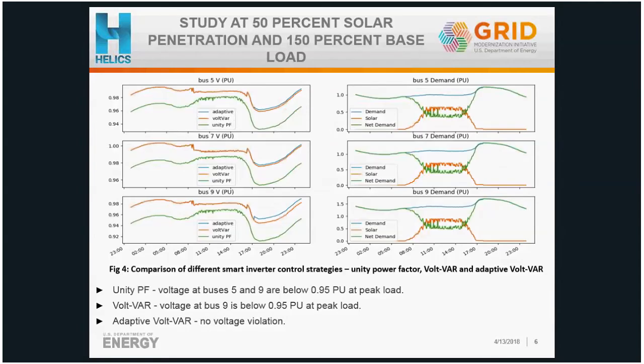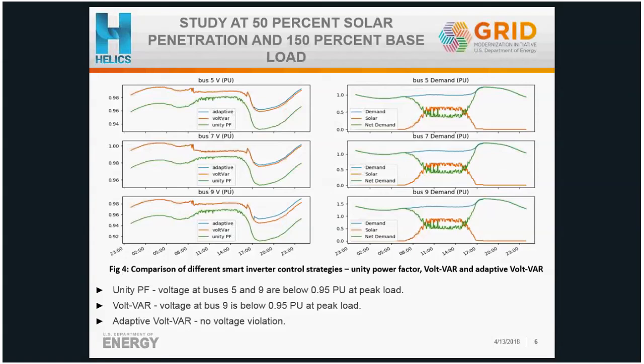So this is one of the interesting results that we got from this use case, right? On the left, what you're seeing is the three load centers, buses 5, 7, and 9. Each one of them shows the voltage response for the three different control scenarios that I just described, which is the unity power factor, Volt-VAR, and adaptive Volt-VAR. And on the right, you're seeing the load curve and the solar generation curve for the three load centers.